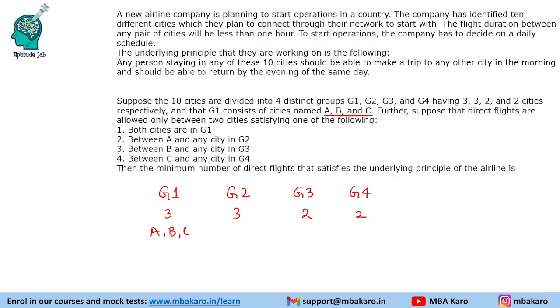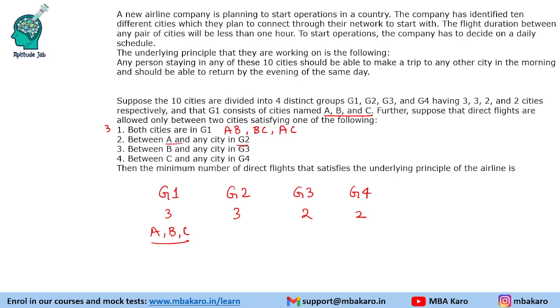Further, suppose that direct flights are allowed only between 2 cities satisfying one of the following conditions. What are the direct flight conditions? Both cities are in G1. So if both cities are in G1, the connections will be AB, BC or AC. 3 connections.